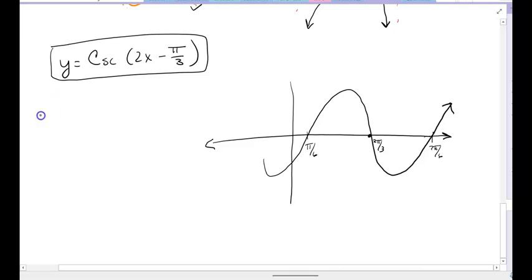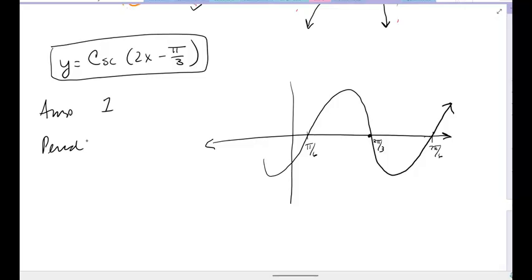So again, everything else is the same as sine and cosine. Amplitude is just 1. The period of cosecant and secant graphs is the same as sine and cosine. In other words, it's 2 pi over b, which is 2 pi over 2. So one cycle, from start to finish, is going to have a distance of pi.